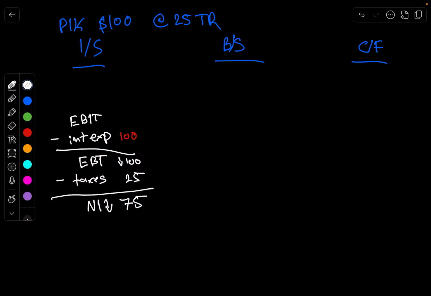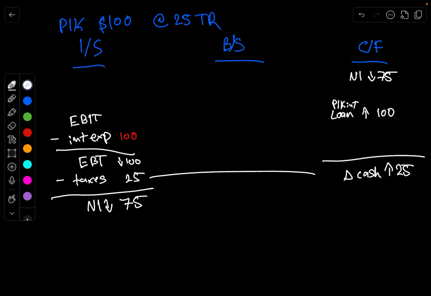Now we move on to the cash flow statement. It starts off with our net income figure that's down by 75, but now we have to remember that we didn't actually pay this interest as cash. So this just accrued further onto the loan. Essentially it was just an increase on the loan. We can call this PIK interest, or whatever you'd like to call it as a line item. It's not that important. So our net income is down by 75, but in reality, that interest just accrued on the loan. We had $25 worth of tax savings, and we didn't pay anything out of pocket. So our cash overall is going to be up by 25, because that's the $25 worth of tax savings that we got.